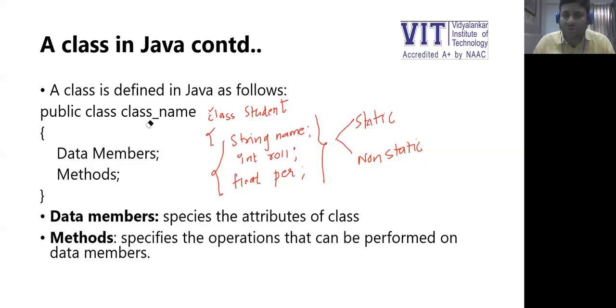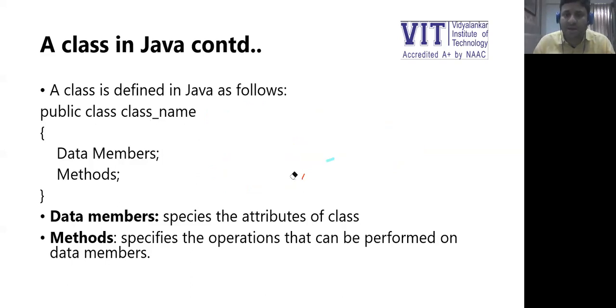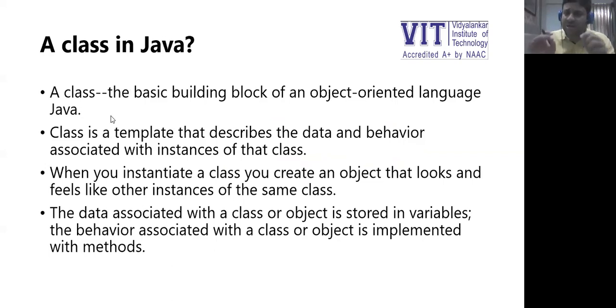Let us go back to what we discussed. A class basically provides a template. It is not a built-in data type, sorry, it is a user-defined data type. I am creating a class. I will specify the data members and methods that will be within that class. A class is a template that describes the data and behavior. When I say behavior, I'm talking about the operations, the methods associated with an instance. Instance means an object of that class.